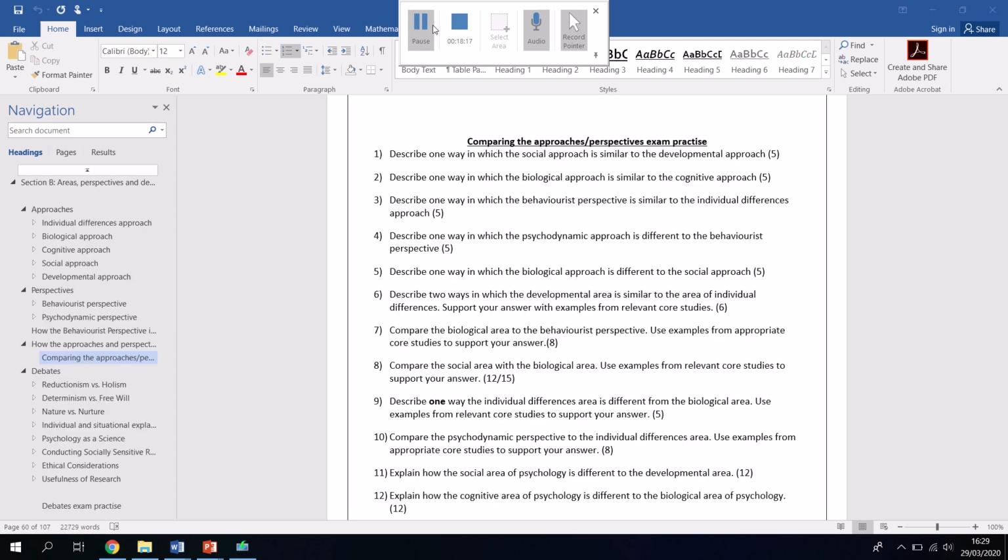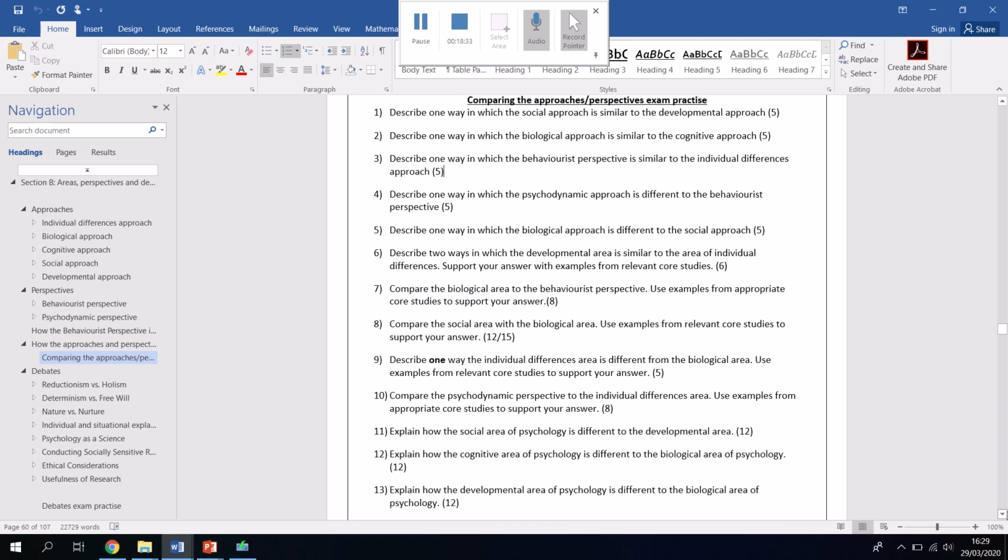Okay, so what I would now say is if you look in your booklets, you will find that if you look for comparing the approaches and perspectives exam practice in the contents table, you will find all of these questions right here. Okay, so there's quite a lot of questions. So, like I said, if you get asked a similarity difference question or a question that says compare for between 3 and 5 marks, then it's going to want 1 similarity or 1 difference. So it's going to want 1 paragraph, just like the ones we've just written. And if this is asked for, I would say 6 to 8 marks, then it's going to want 2. Okay, so there it says describe 2 ways for 6 marks. Here it says compare for 8 marks, so I put 2 paragraphs. So if it says 2 similarities, then write 2 similarities. If it just says compare, like this one does for 8 marks, I try and give 1 similarity and 1 difference.